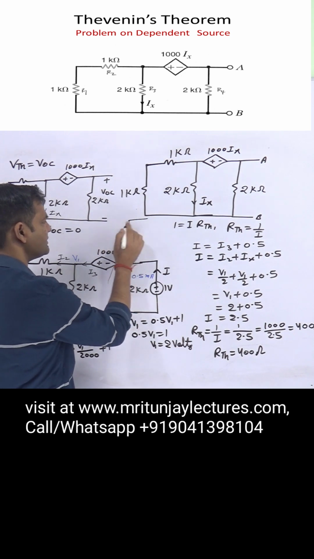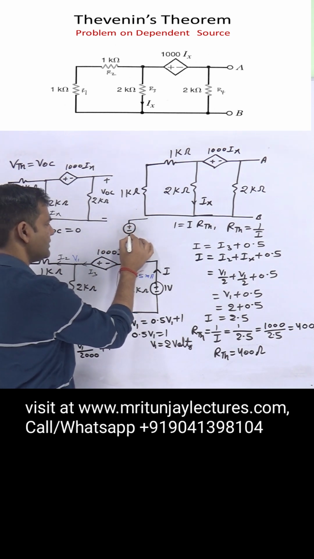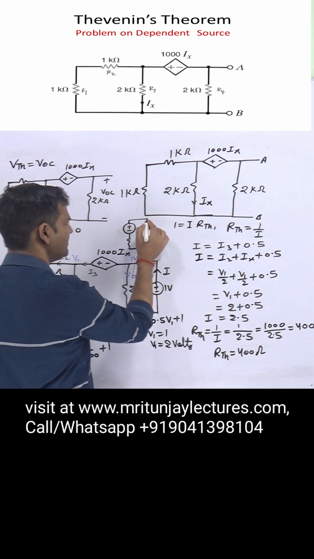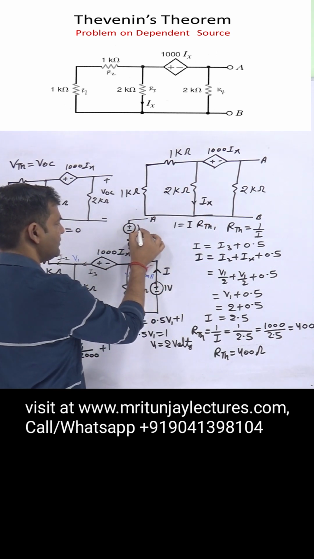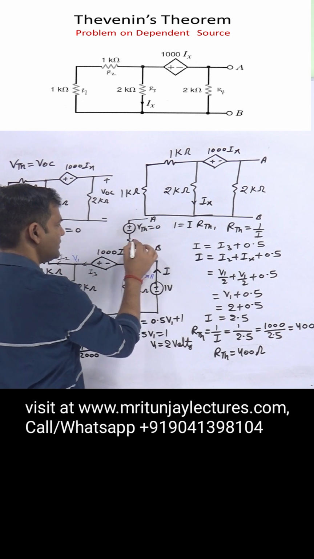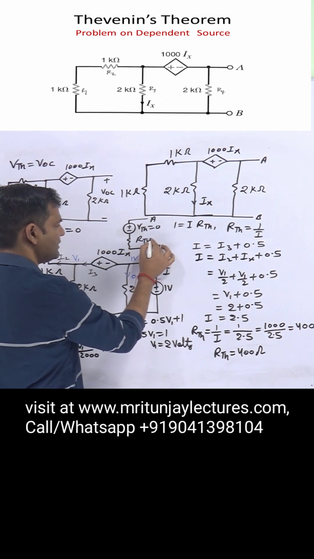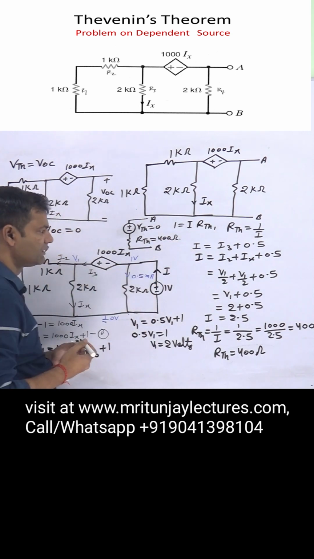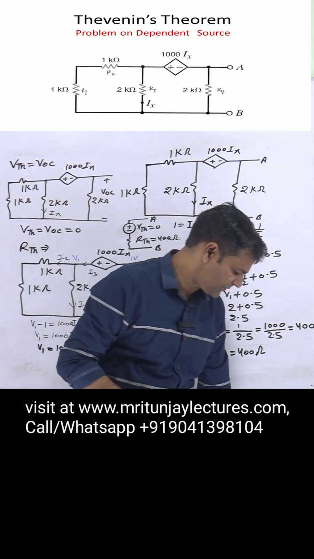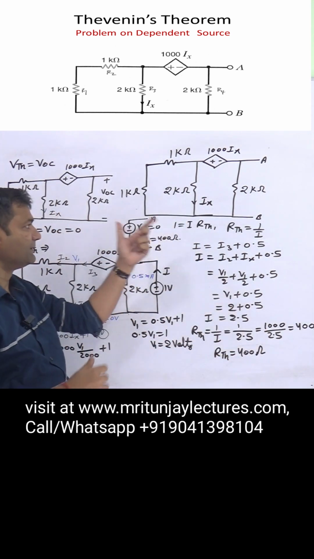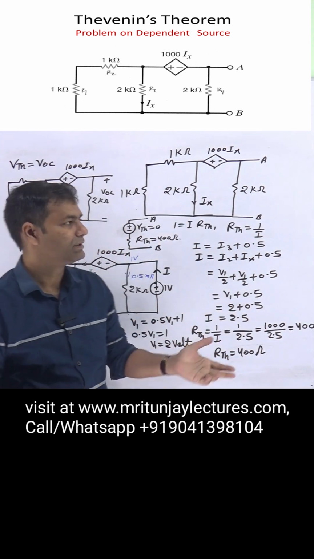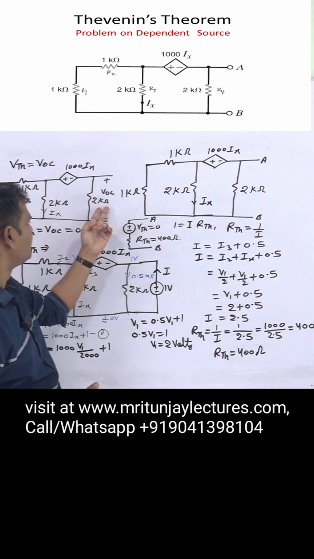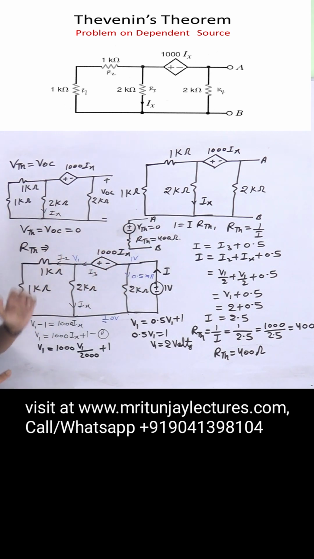But our motto is we are focused on the VTH and RTH equivalent circuit corresponding to the AB terminal, that is A, here B. VTH is 0 and RTH is 400 ohm. So this is the final answer, the final representation. Clear or not? Simply, first of all, we determine VTH. VTH is open circuit, that's why 0. And next our motto is to determine RTH.